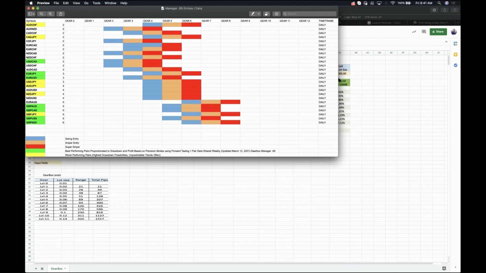Abel asks, CAD JPY and EuroCAD, any indication of reversal? Well, for CAD JPY, I can't tell you, but EuroCAD, I've been looking at the chart and it's looking good.